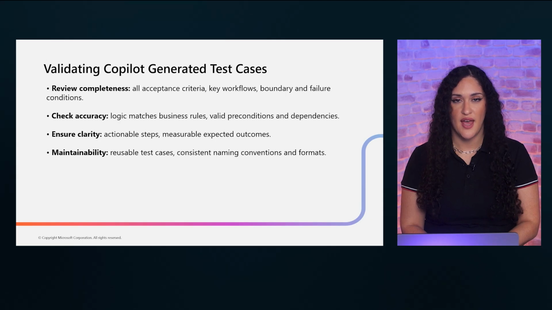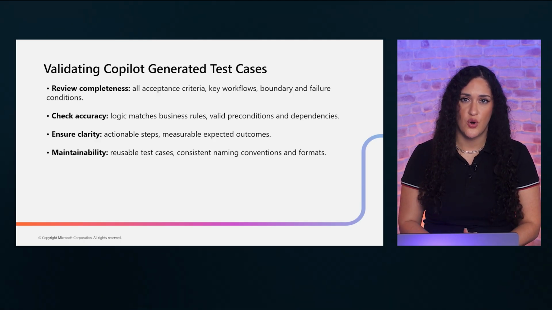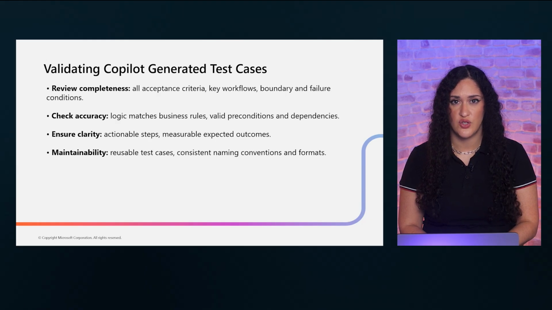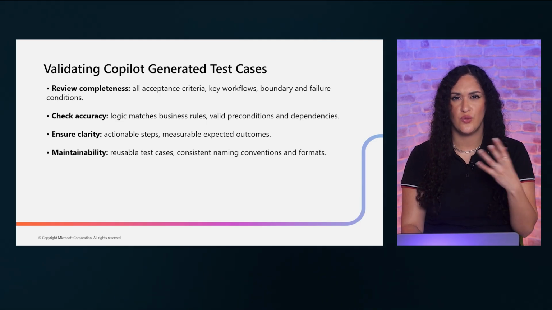Clarity. Are steps actionable and unambiguous with measurable expected outcomes? And finally, maintainability. Are test cases reusable across versions with consistent naming conventions? Make sure you create a validation checklist based on these 4 dimensions and use it for every batch of Copilot-generated test cases. Systematic review catches issues that casual review misses.